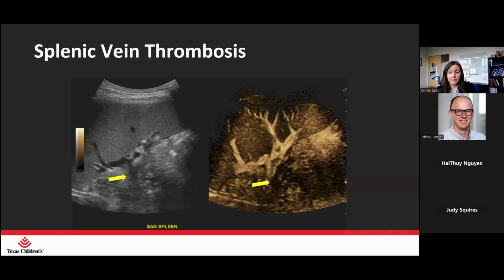On grayscale, you can see the splenic vein, but on B-flow imaging, there's no flow closer to the pancreas. And this is where the thrombosis is. So when the splenic vein cannot flow back into the portal system via its normal pathway, it then becomes congested and flows the wrong direction back into the spleen, causing splenomegaly and portal hypertension.